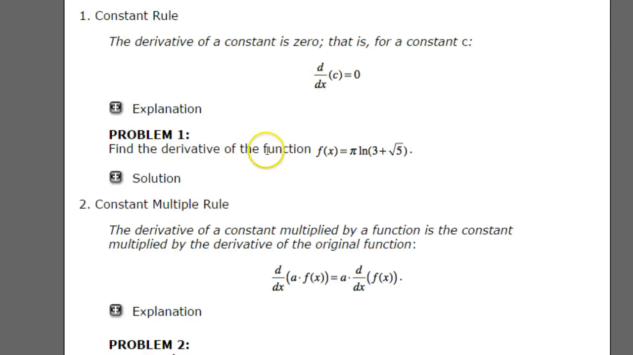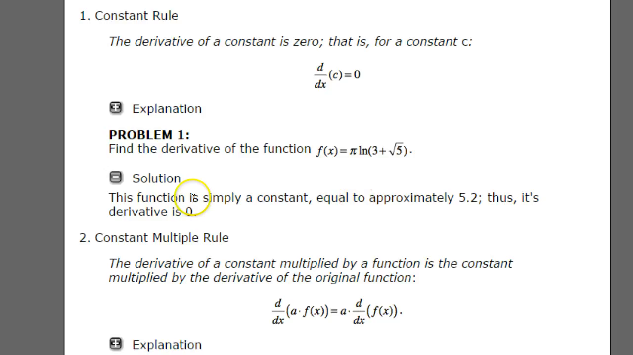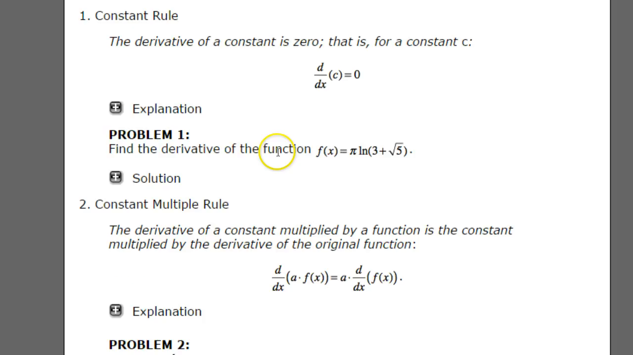Okay, so find the derivative of the function f of x equals natural log of 3 plus root 5. It looks pretty complicated, but since it is a constant, pi is a number. Natural log of 3 plus root 5 is a number as long as it's positive. This is just one number, so it is 0. So the derivative is 0.